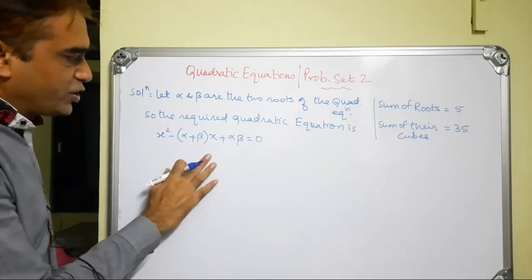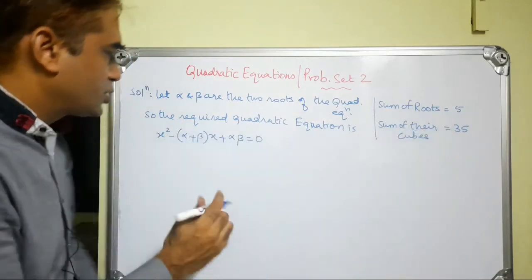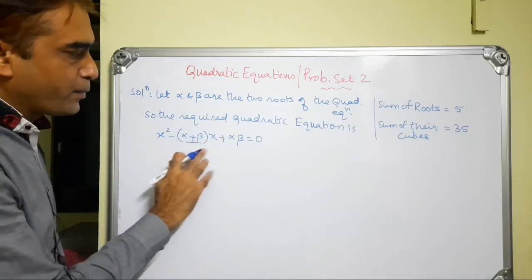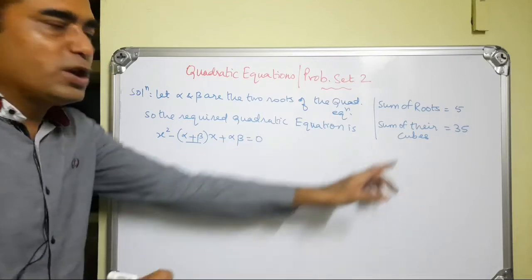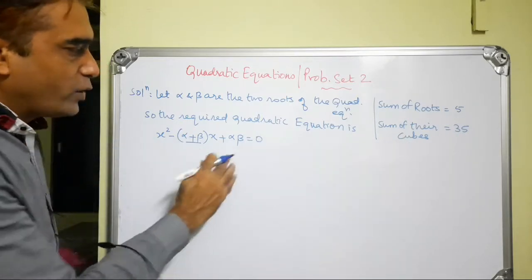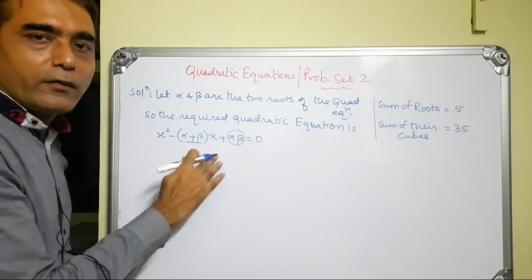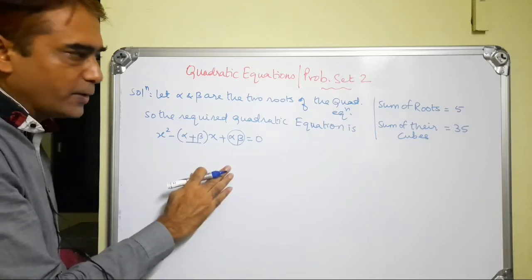Now look at this equation. Here we know the sum of the roots. Sum of roots means alpha plus beta. We know alpha plus beta, that is 5. Now here we also need alpha into beta. We know the sum of the cubes of the roots, but we need alpha into beta. So here we want this product. When we find this product, we'll get the equation.